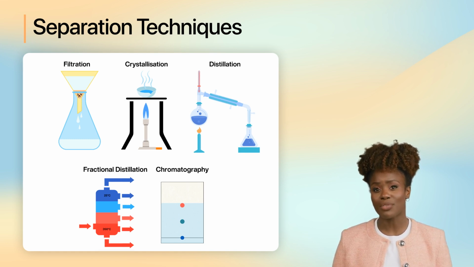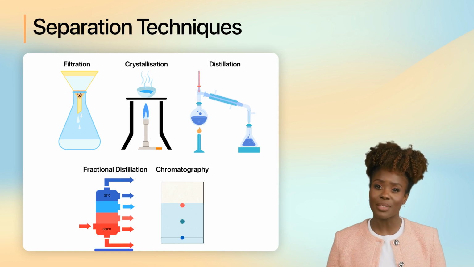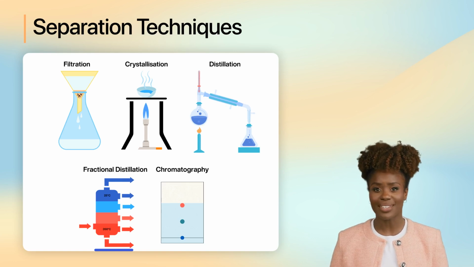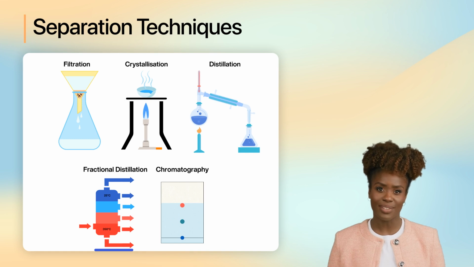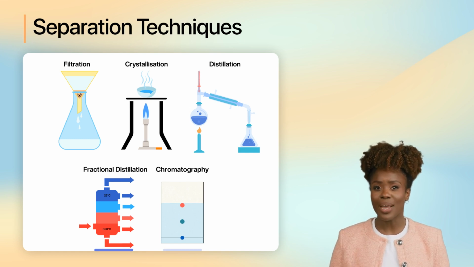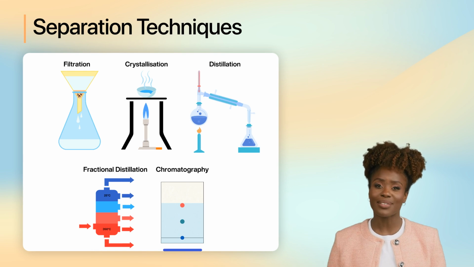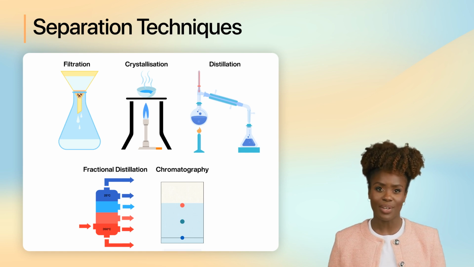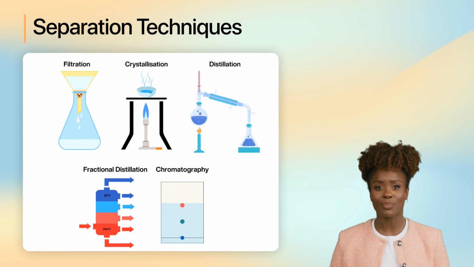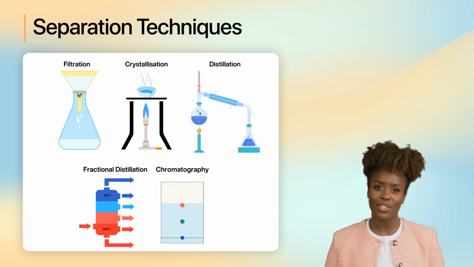We also examined fractional distillation, which extends simple distillation by using a fractionating column to separate liquids with similar boiling points through repeated condensation and vaporization. Lastly, we learned about paper chromatography, a method that separates and identifies components of a mixture based on their solubility in a chosen solvent. Each of these techniques is chosen based on the specific properties of the components in the mixture, allowing us to effectively analyze and purify substances in various contexts.